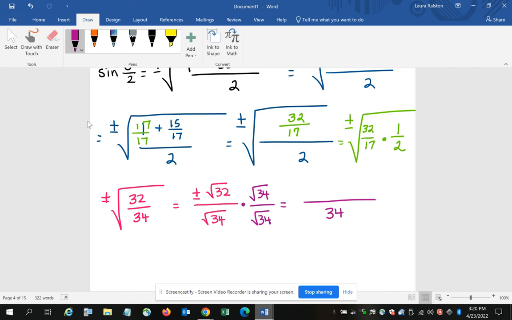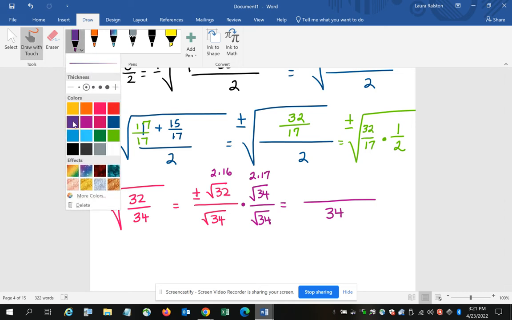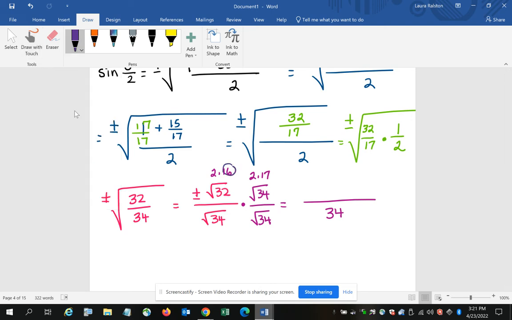32 times 34, that's a pretty big number, so I'm going to try to break those down first. 32 is 2 times 16. 34 is 2 times 17. Well, I know that 16 is a perfect square, which is going to give me a 4. Then I have a pair of 2's, so it's going to come out. So I end up with 8 on the square root of 17.